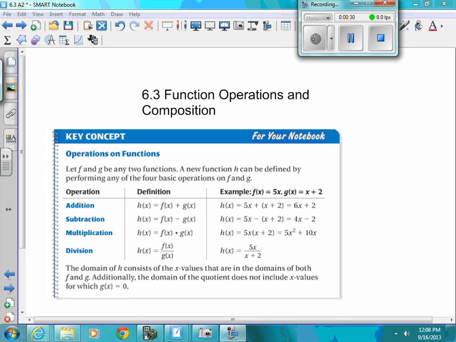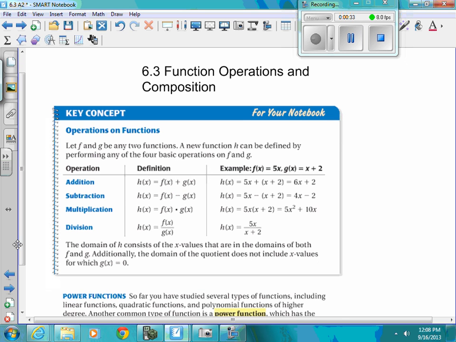Okay, this is directly from your textbook. So in section 6.3, you can find this in your textbook and copy it on your own. It's just the basic operations we're going to be doing: addition, subtraction, multiplication, and division. Adding two functions or subtracting two functions is just combining like terms. We've done this already. We have some examples here: f of x plus g of x. Given f of x is 5x and g of x is x plus 2, we're talking about these functions up here. That's what they're using in these examples below.